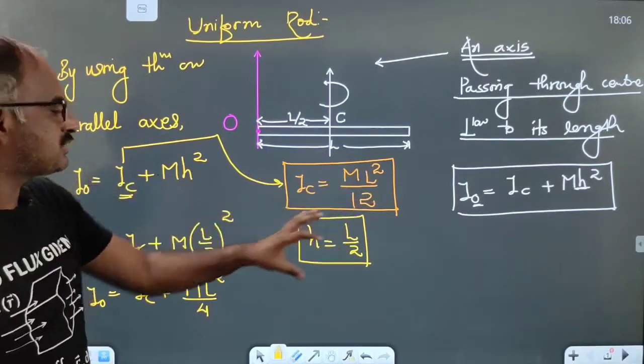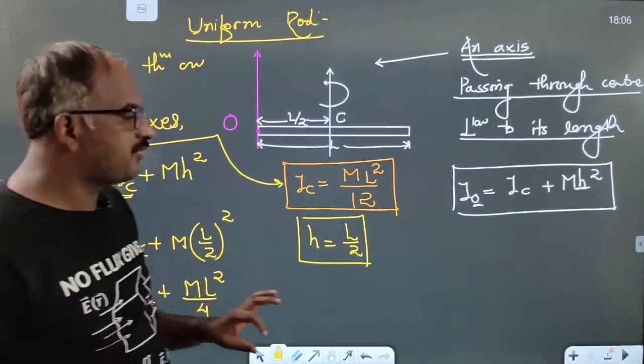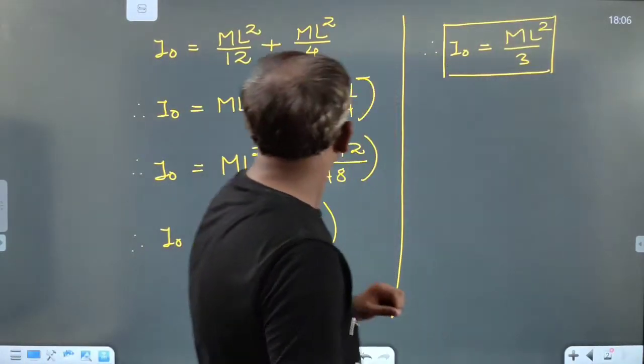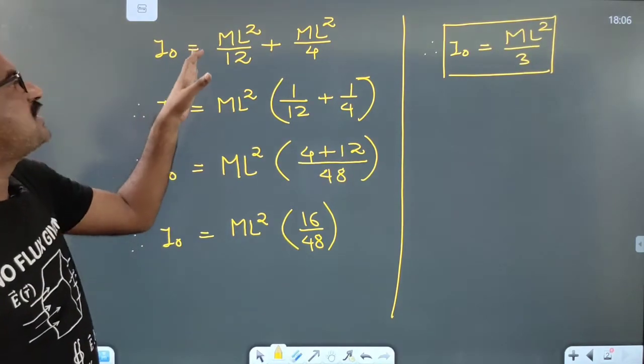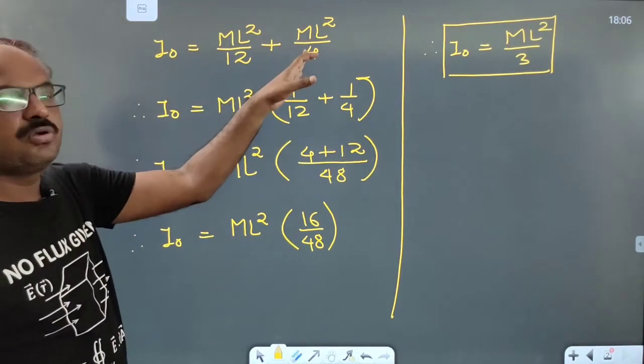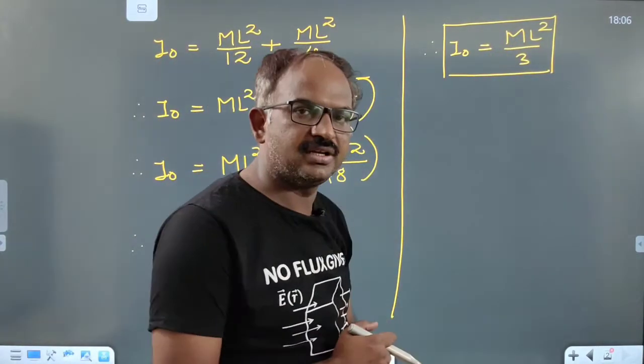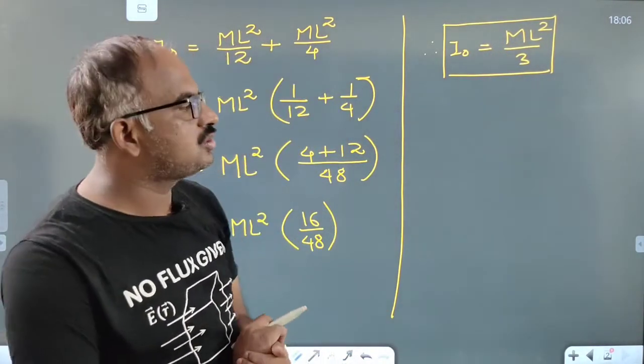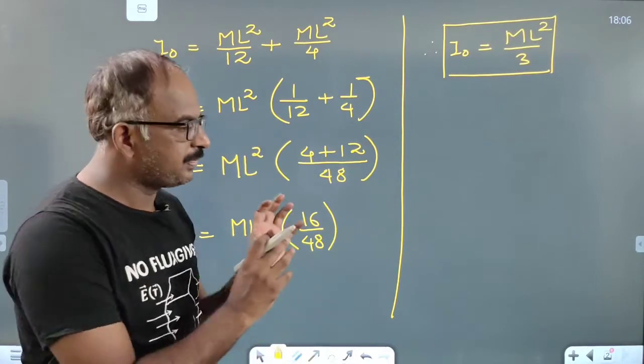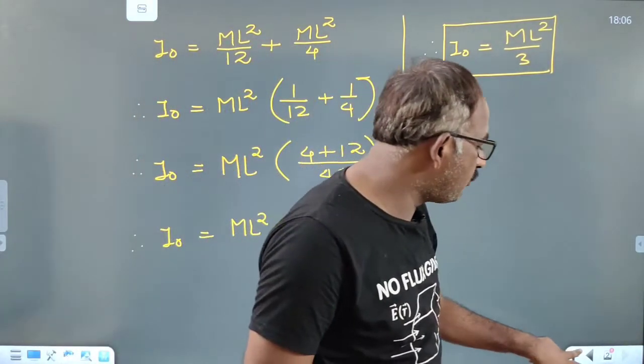Value of I_C is equal to M L square by 12. We have substituted the value and we have the value of I_O, which is M L square by 12 plus M L square by 4. By calculation, we get I_O is equal to M L square by 3. This is one of the applications of the principle of parallel axis in case of a thin uniform rod.